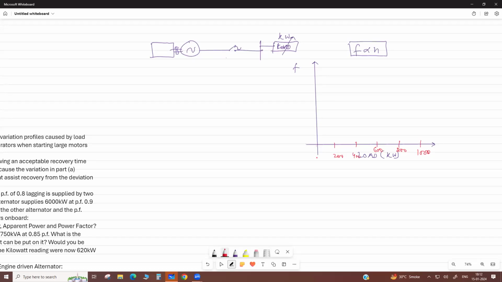Here, when there is 0 kilowatt load, what is the frequency? That is called the no load frequency, F naught. Let us say it is 62 hertz or 52 hertz. Then as we put the load on the alternator, its speed is reduced, meaning the bus bar frequency drops. So at 200 kilowatt load, it will be like here. Then at 400, it is down like this. Actually, if we plot the curve, it comes like this.